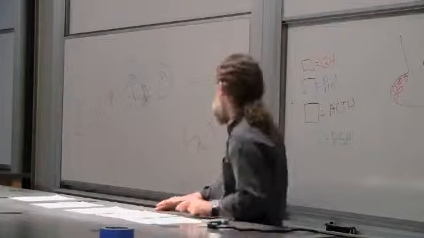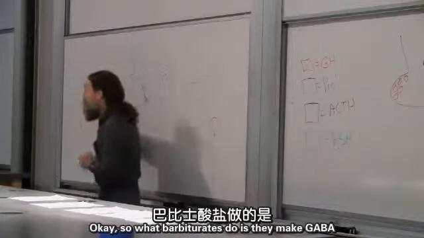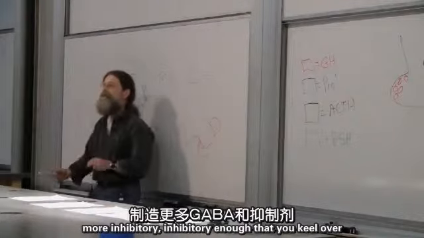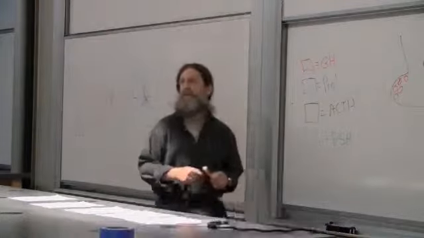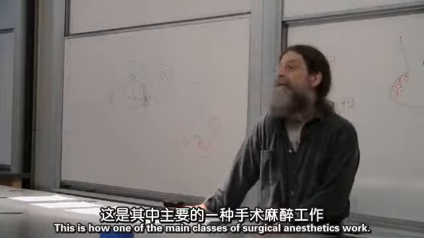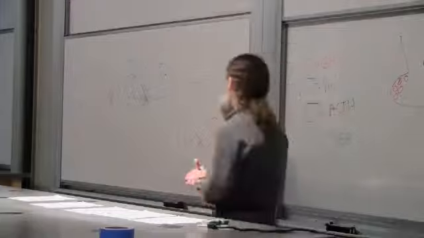But I digress. So what barbiturates do is they make GABA more inhibitory, inhibitory enough that you keel over and now they can slice you open for surgery. This is how one of the main classes of surgical anesthetics work.